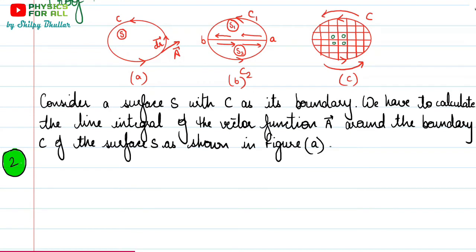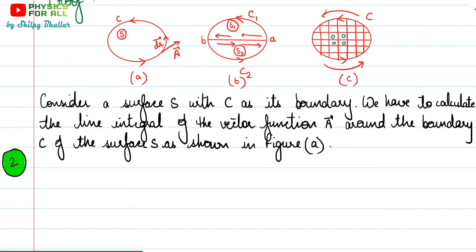So basically, in case of line integral, the direction of the position vector dr is almost the same. You can see that. And the unit vector is also in the same direction as that of the vector function A, whatever vector we are considering.